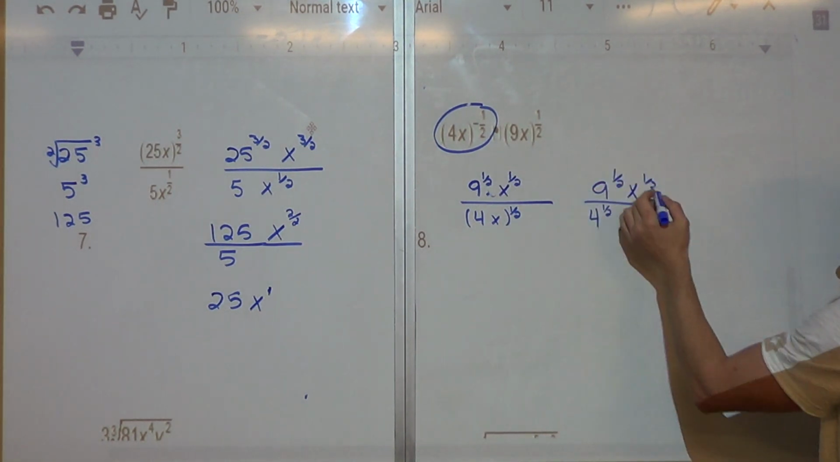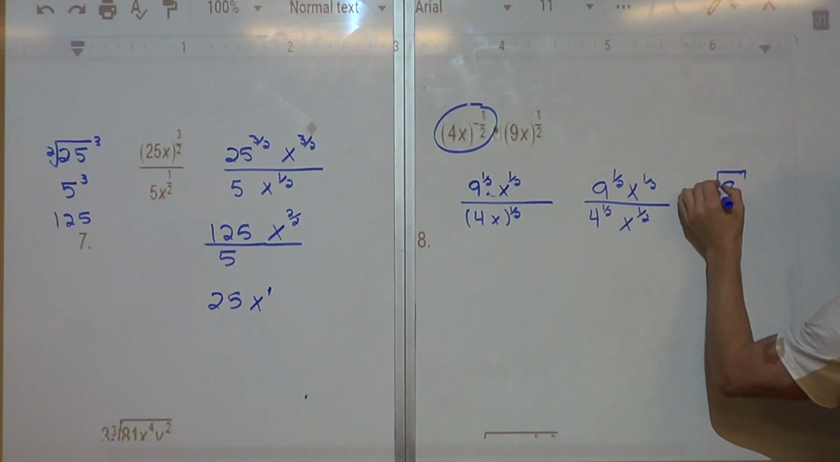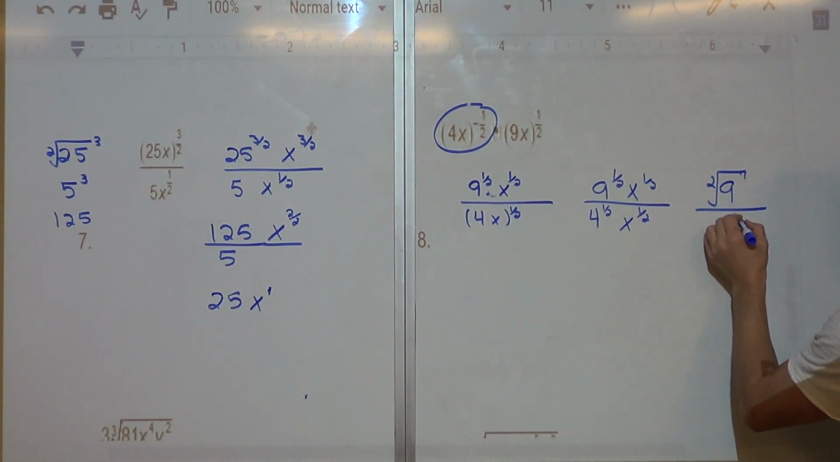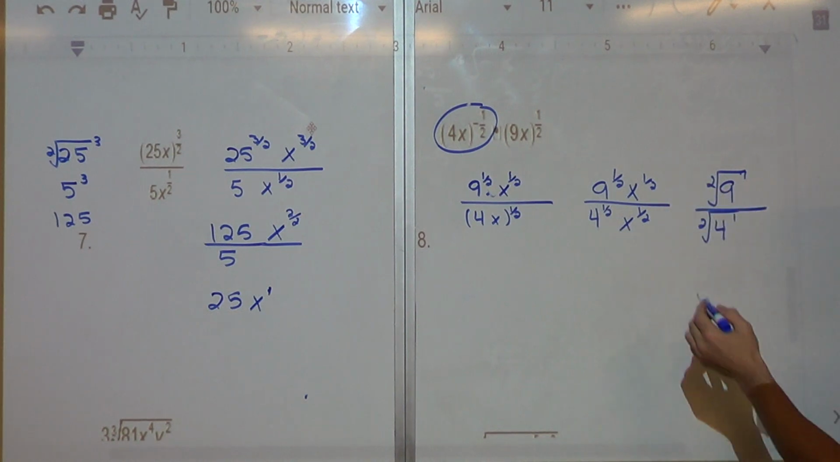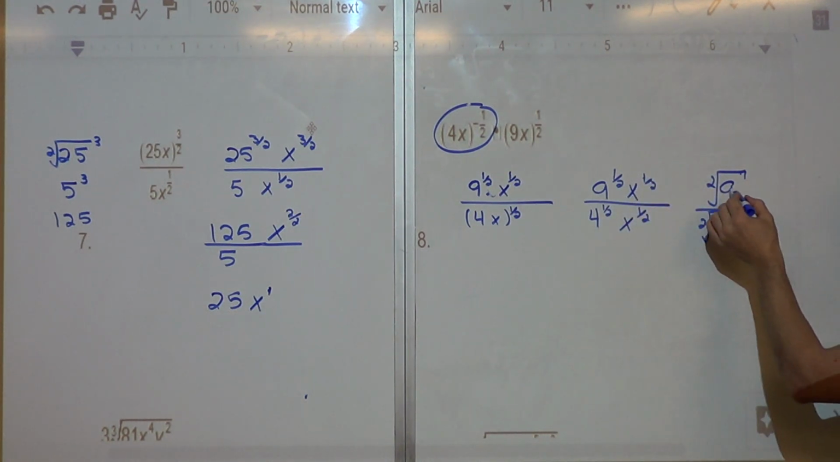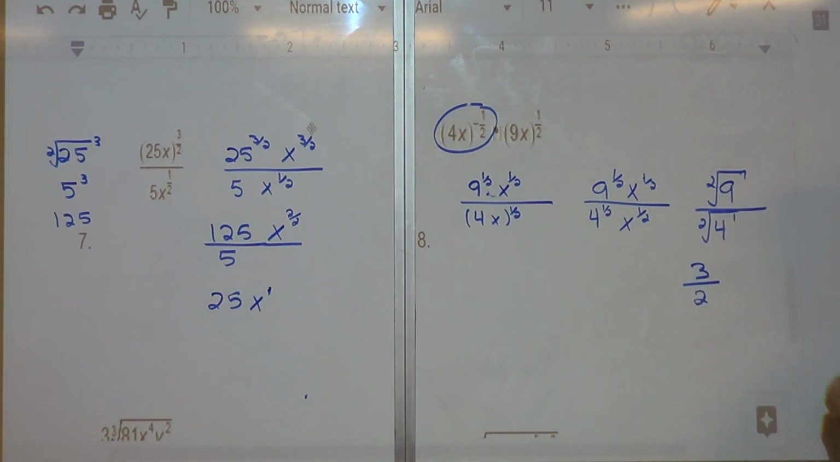Okay, so 9 to the 1/2 power, that's really 9 to the 1st power, root of 2. Same thing here, 4 to the 1st power, root of 2. And then those two cancel off. 1/2 minus 1/2 is 0, so they cancel off. So what's the square root of 9? That'd be 3. What's the square root of 4? 2.